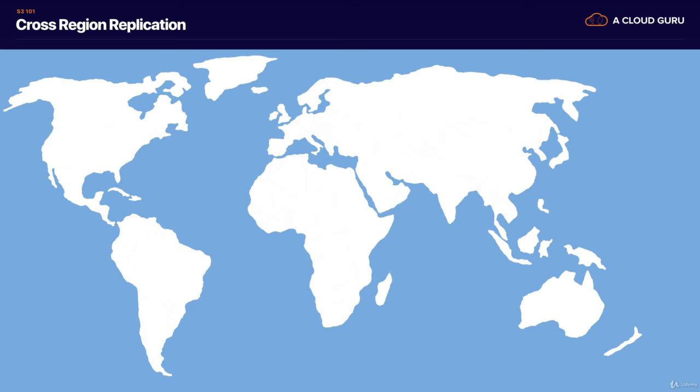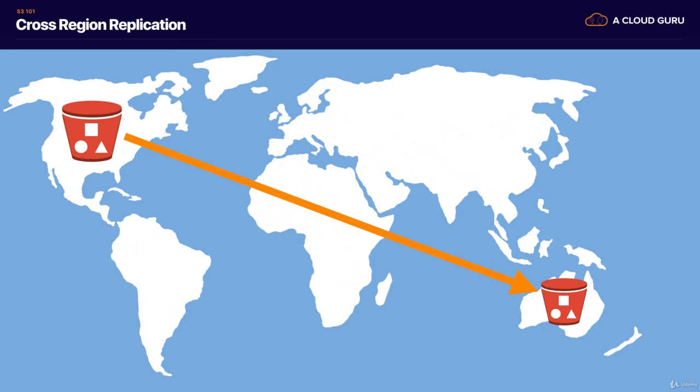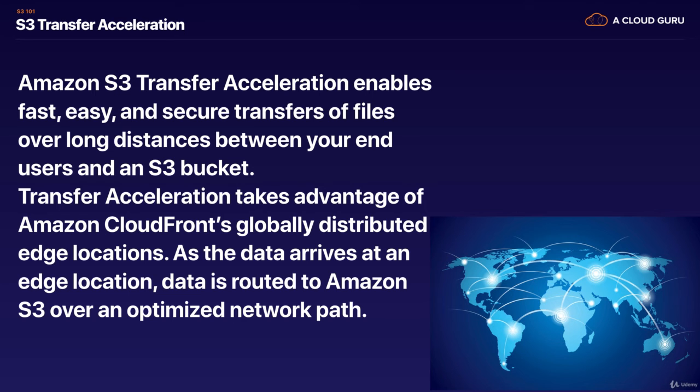So what is cross-region replication? Well, let's say you've got a bucket in US East 1, and you want to automatically replicate your objects to another bucket that's in, let's say, Sydney. And you want to do that for high availability as well as disaster recovery. So as soon as you upload an object to your bucket in US East 1 and you've got cross-region replication turned on, those objects will automatically be replicated over to your bucket in Sydney. And we're going to have a lab on that coming up.